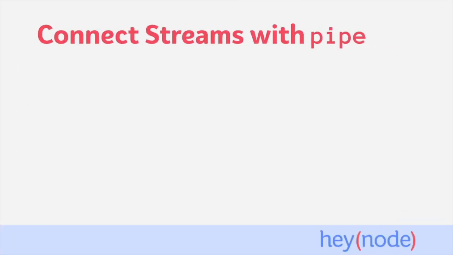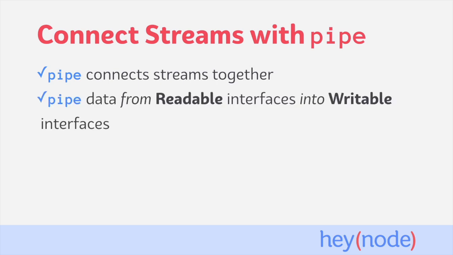Now let's talk about how to consume data from streams. Streams with a readable interface have a pipe method which allows you to connect streams together. Piping is the main way that we consume streams. Under the hood, the pipe method uses the events emitted by streams, abstracting away the need to handle most of those events. Piping allows us to send data from a readable interface into a writable interface. The pipe method is available on readable, duplex, and transform streams. Pipe accepts a writable stream that the data from the readable stream will be sent to.